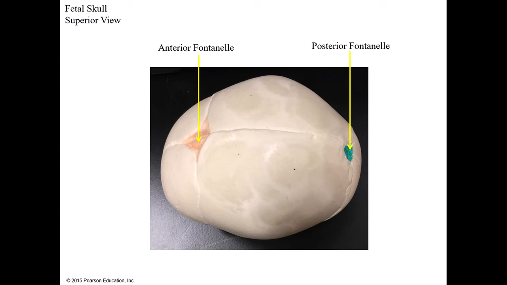Okay, here it is on the fetal skull. Again, you can see here's the frontal suture meeting the coronal suture, meeting the sagittal suture. This would be the anterior fontanelle. And then this one in the back where the sagittal meets the lambdoid is going to be your posterior fontanelle.